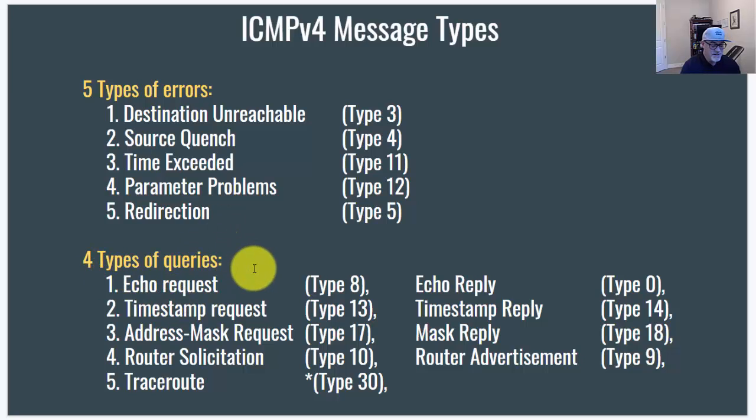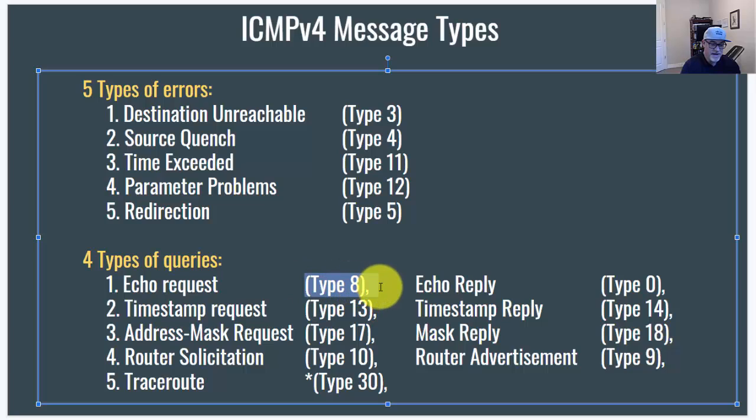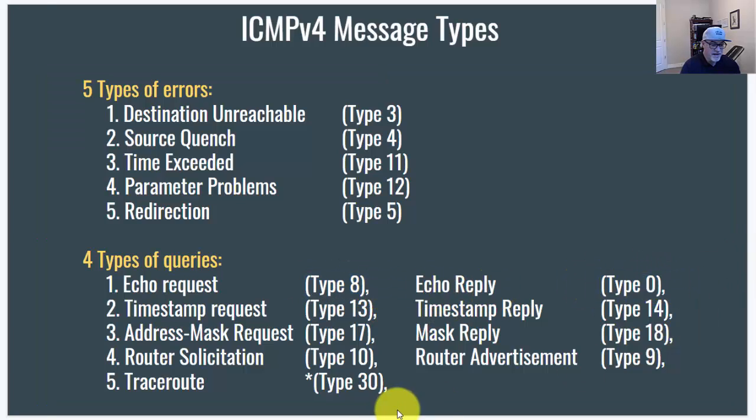And then queries. The main one that you'll want to know about is an echo request, which is a type 8, and an echo reply, which is a type 0. You've also got a timestamp request and a timestamp reply, address mask request, mask reply, a router solicitation, a router advertisement, and then the traceroute.